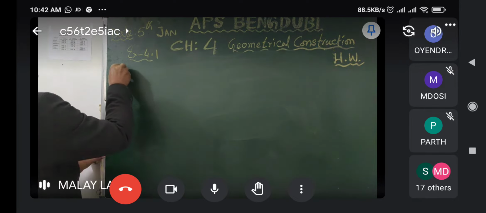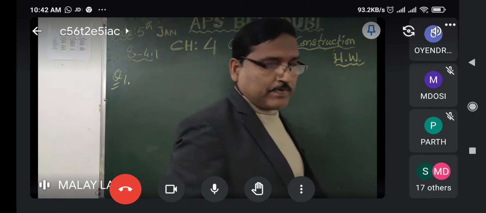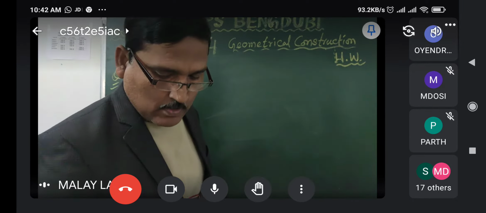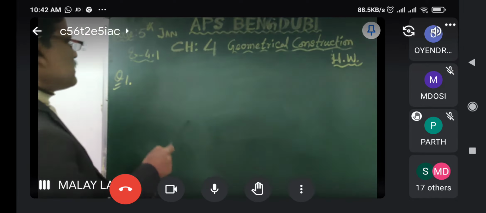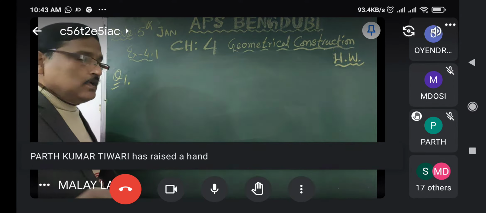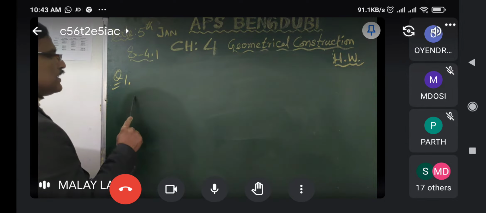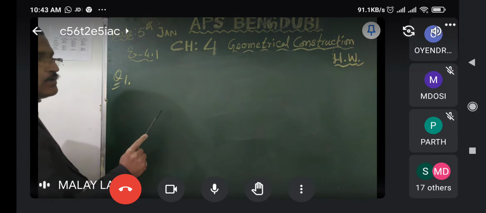4.1 क्वेश्चन नंबर 1 कंस्ट्रक्शन ऑफ क्वाड्रिलेटरल. पहले देखो क्या क्या दिया. फर्स्ट रूल देखो, रूल सुनो, पहले रूल सुनो. Whatever the measurement given in class 7 also I taught same way. Whatever the measurement is given, you have to draw using your ruler. That measurement you have to draw.